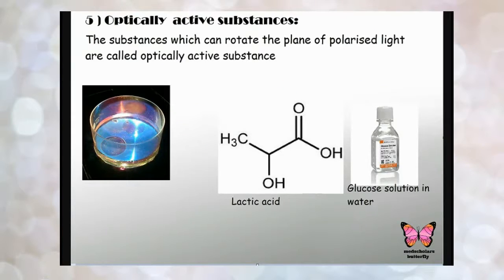We already saw optical activity, but what are the substances which lead to this optical activity? These are optically active substances. These are nothing but the substances which cause the plane of polarized light to rotate in an anti-clockwise or clockwise direction. Examples are lactic acid and glucose solution in water.